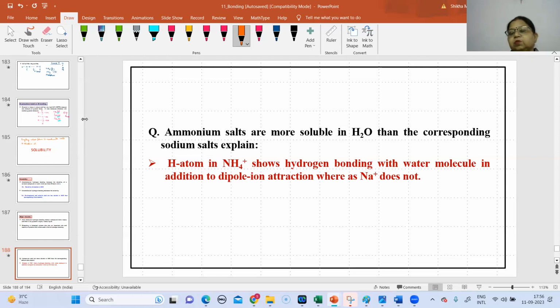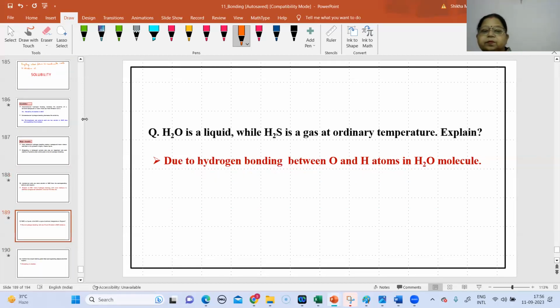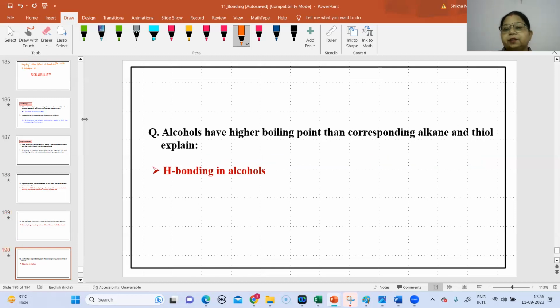But this question is about the solubility of the ammonium and sodium salts. Sodium, as you know, cannot form hydrogen bonds, so it will not dissolve in water. Ammonium can form hydrogen bonds with water, therefore it will dissolve in it, right? This I have explained, that water is a liquid, but H2S is a gas at room temperature. Here is an interesting question: alcohols have a higher boiling point than the corresponding alkane and thiol.